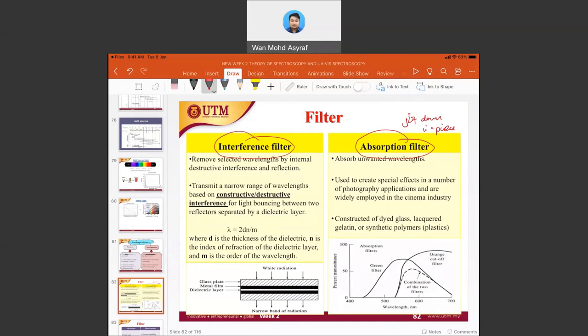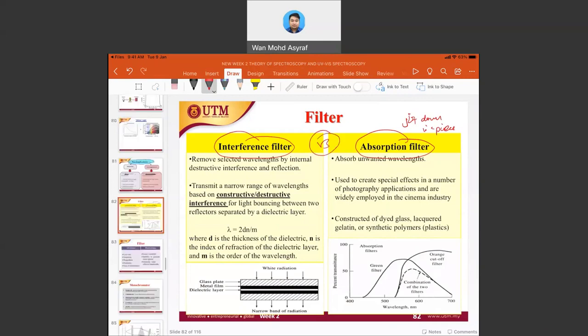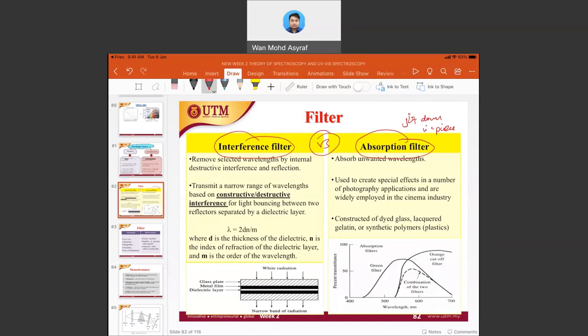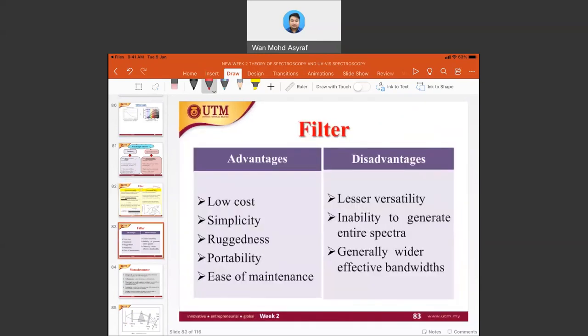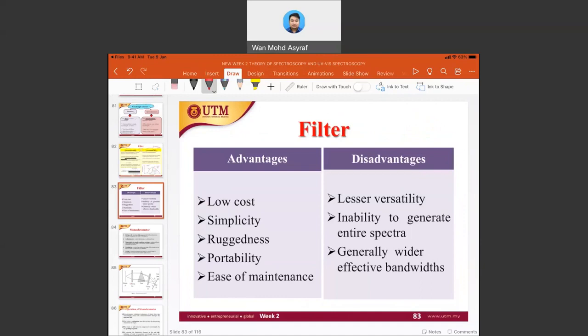Okay, so the difference between absorption and interference filter, right? I will leave that to you in terms of differentiating between the filters. Okay, so these are the advantages and the disadvantages of this filter. So when you say low cost, why? When you say simplicity, why? When you say, for example, the disadvantage of having a filter is lesser versatility, so why? All of this needs to have a proper justification when you say it. Okay, so just jot down onto that piece of paper, and then we'll go from there.